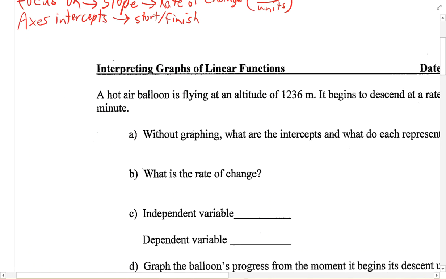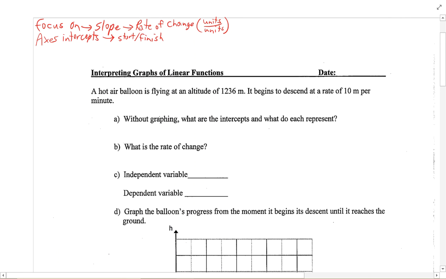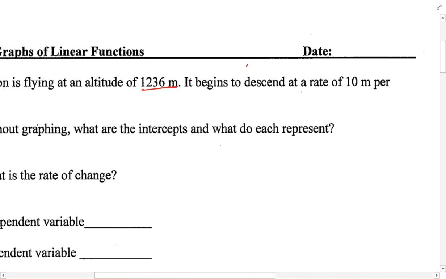Yes, it does. So, looking right here, we have a hot air balloon that has an altitude of 1236. Then it begins to descend. What does descend mean? Means decrease. So that's the word we use a lot. You need to know that vocabulary. What's the opposite of descend? Ascend. Okay, and what does ascend mean? Ascend means increase. Okay, so descend is decrease, ascend is increase. We use those words a lot.